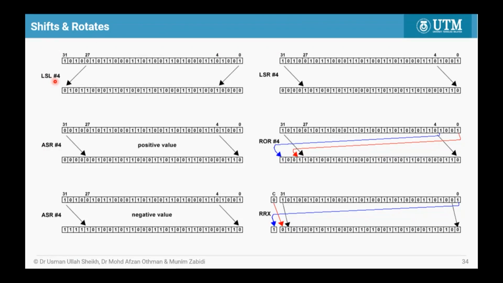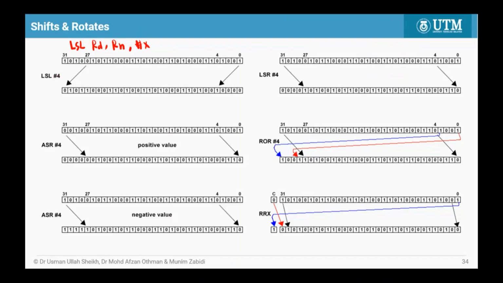The syntax for LSL is something like this; I will write the syntax here first. You have LSL, followed by your destination register RD, then RN, and after that the number of bits that you are going to shift, depending on the number. For example, you have LSL and the number of shifting that you are going to use is 4.